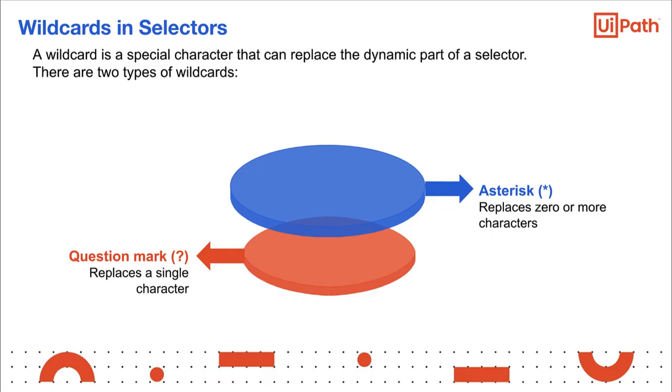Wildcards are symbols that enable the user to replace zero or multiple characters in a string when dealing with dynamically changing attributes in a selector. There are generally two types of wildcards. The asterisk replaces zero or more characters, and the question mark replaces a single character.